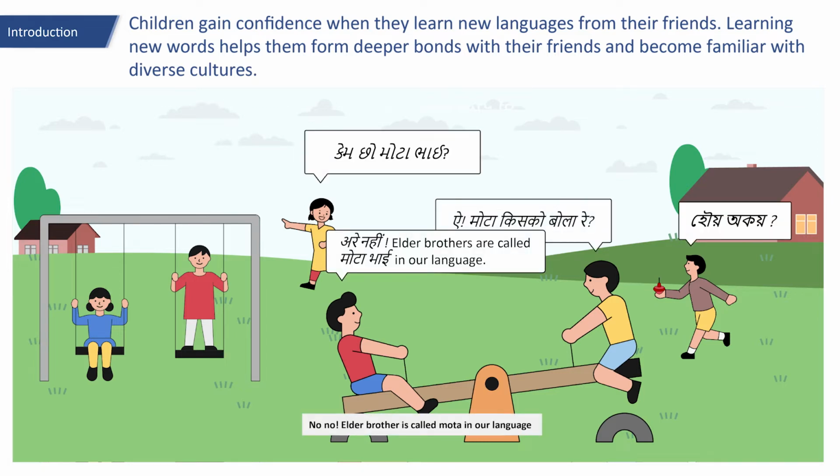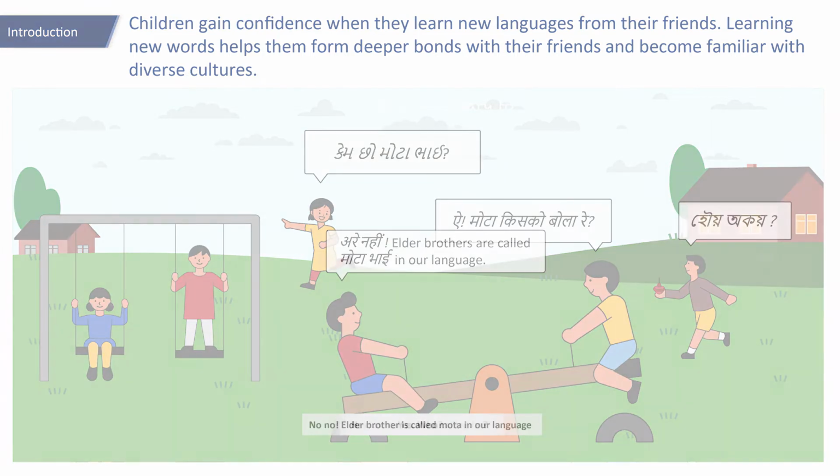This is an example of metalinguistic awareness. The awareness that a word can have different meanings in different languages. Children gain confidence when they learn new languages from their friends. This confidence takes away the fear of learning unfamiliar languages, including the school language in which lessons are taught. Learning new words also helps them form deeper bonds with their friends and become familiar with diverse cultures.